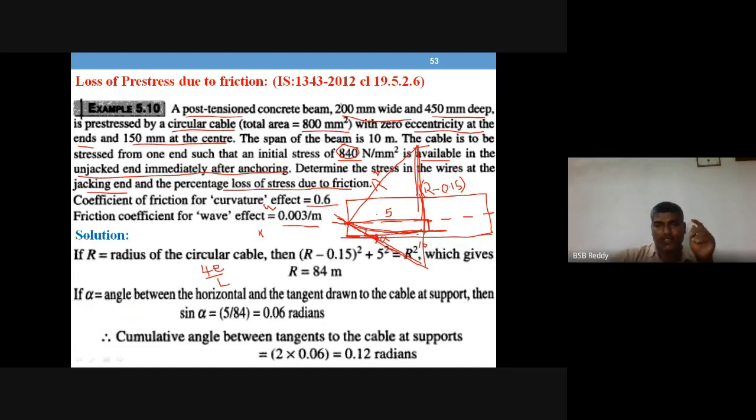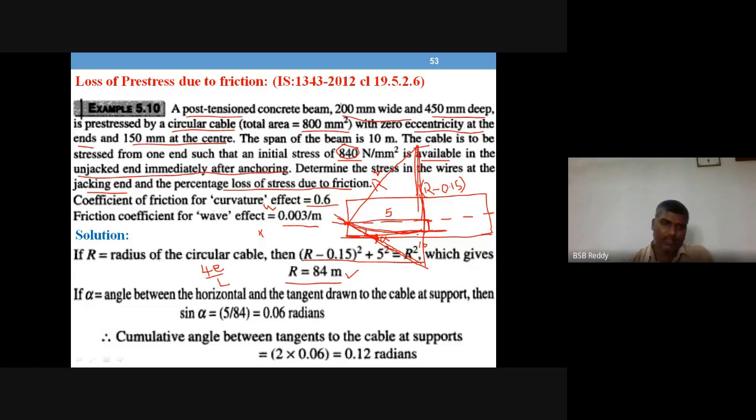And if you can write the relation, r square is equal to... it's like a right angle triangle. So (r minus 0.15) whole square plus 5 square is equal to r square. That is this relation. So if you solve this one, you will get the radius of curvature 84 meters. So 84 meters is the radius of this circle, part of a circle, that is being given to you.